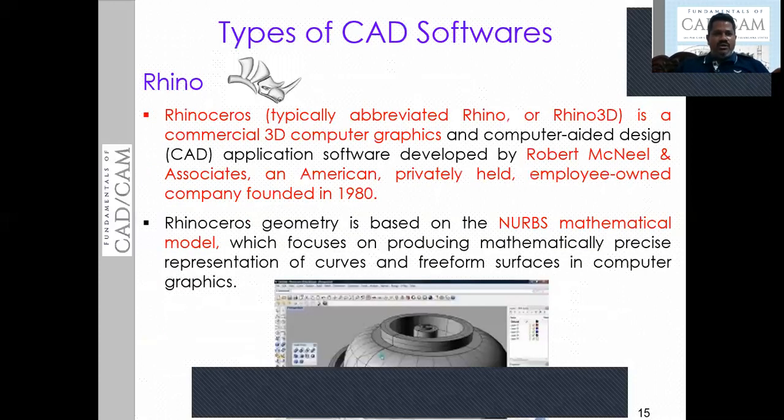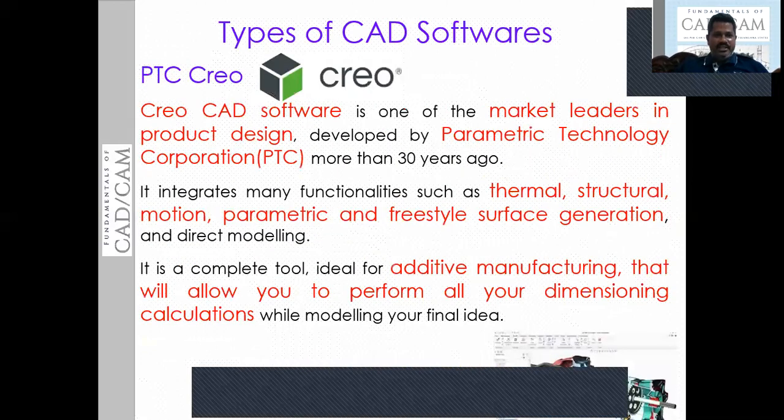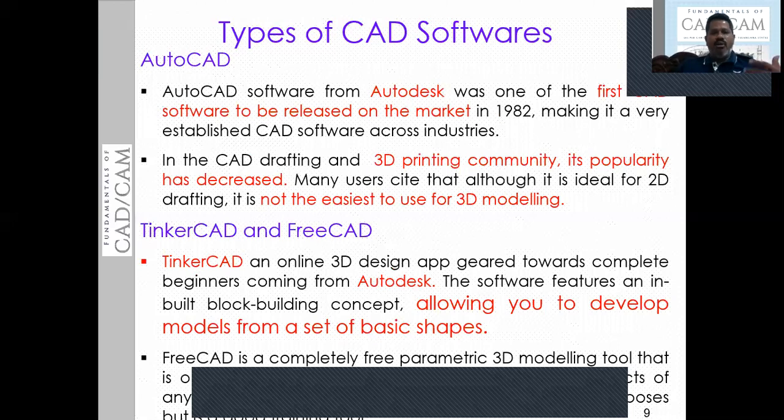Then Rhino, OpenCAD, CATIA, SolidWorks, Fusion, PTC Creo, AutoCAD, Tinkercad, and all these are the different types of commercially available CAD software.